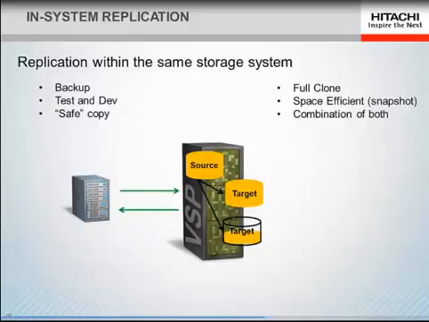Now let's talk about replication from a storage viewpoint. In-system replication is replication within the same storage system. The purpose for this replication is for backup, test and dev, perhaps making a safe copy. The typical technologies used are a full clone, where we take the source LUN and we make an exact copy of that source LUN, or a space efficient snapshot, where we only commit the changes to the target, and the source LUN would remain unchanged. Or we can use a combination of both. You may have one full copy and one space efficient copy for different purposes.